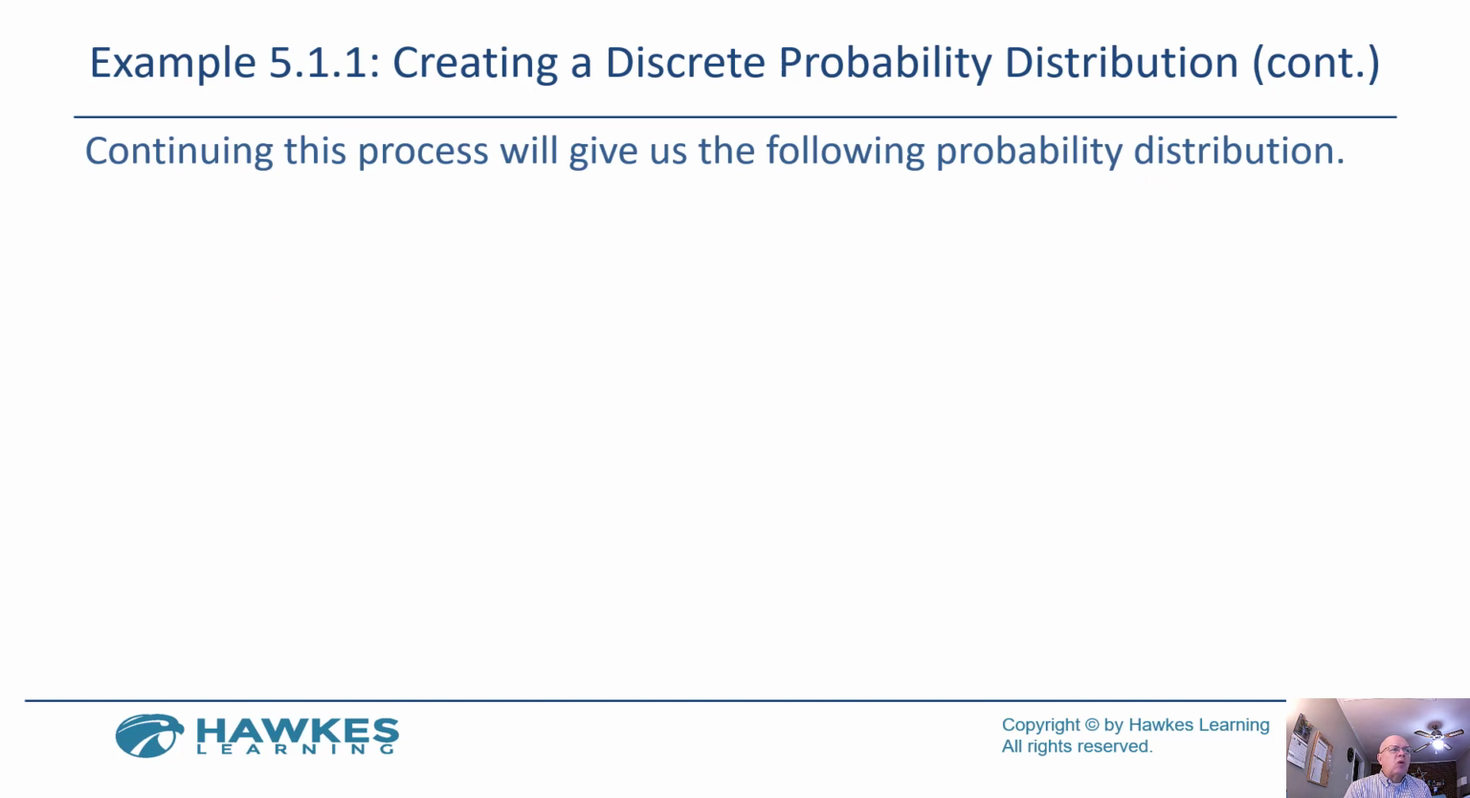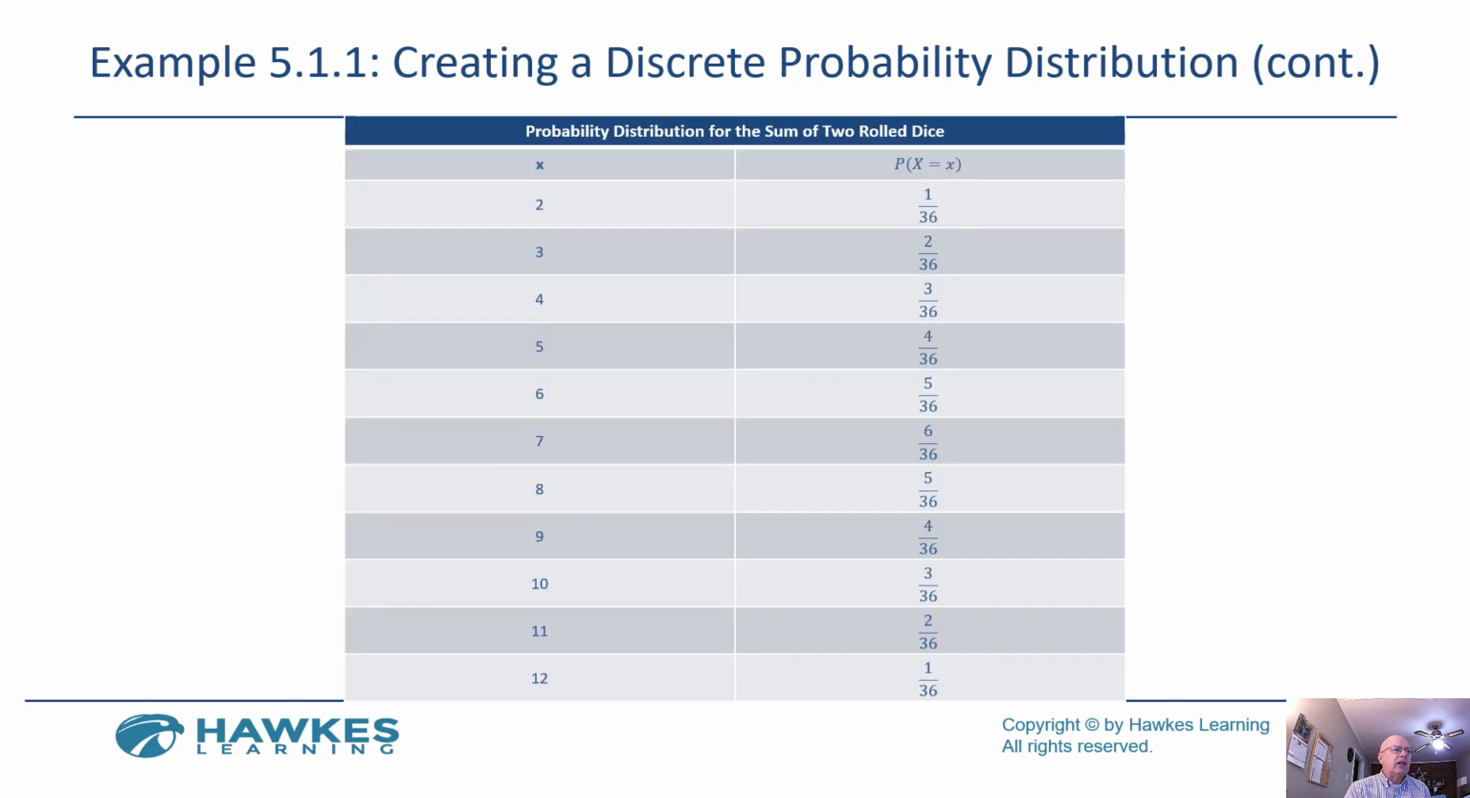If you keep doing this, we've already got it for 1, 2, and 3. If you continue going, you get a complete probability distribution for the sum of 2 rolled dice. You could take a look back at that list again, and you can see count them up for yourself.